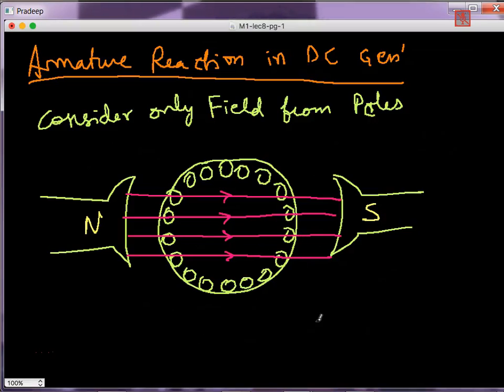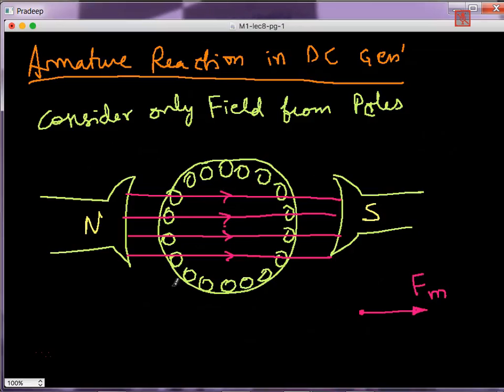So what is the direction of the field? The direction of the field is like this. Let's represent this as Fm. So Fm is the main magnetic field. This Fm is occurring inside the core of the armature. Okay, so this considers only the field from the poles.